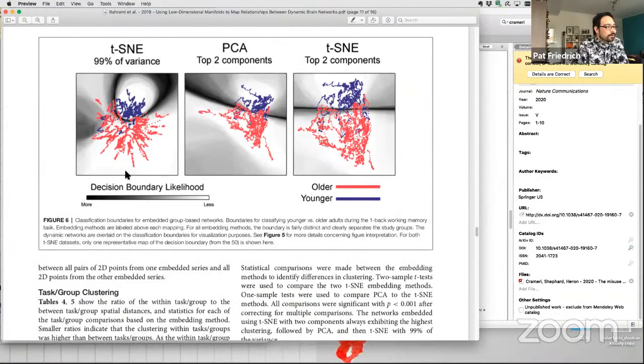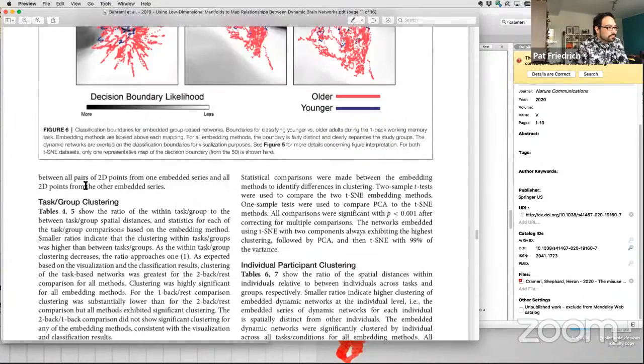Same we can do for the older versus younger depiction.